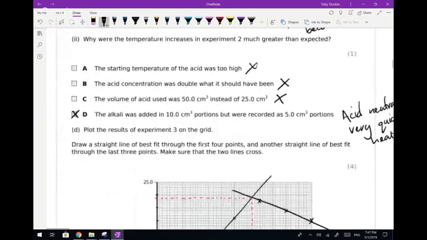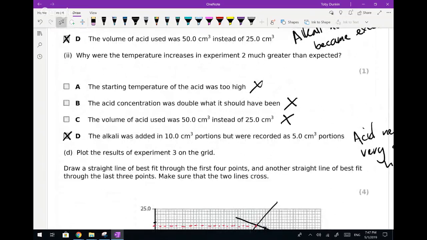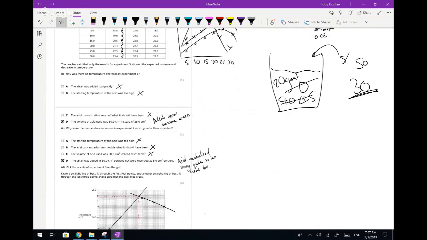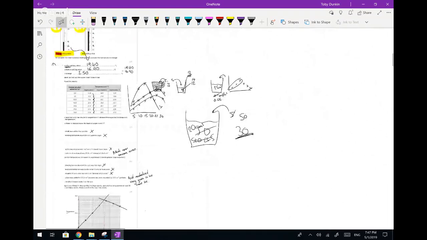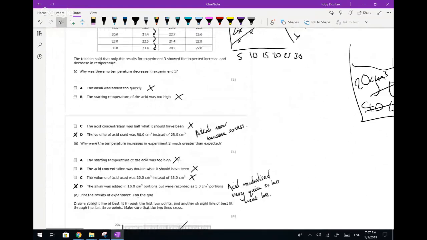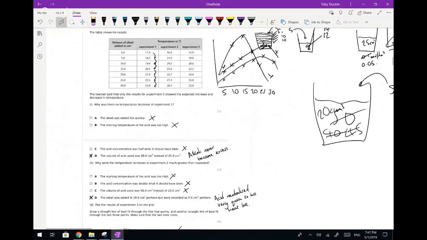Really clever. This is right. The next thing. Why were the temperature increases in experiment 2 much greater than expected? Oh, I've just answered that with my previous graphs. The starting temperature of the acid was too high. Oh, hang on a sec, because it asked us the temperature increase in experiment 2. So what's experiment 2 done?